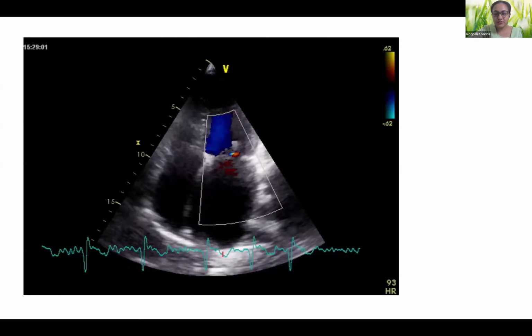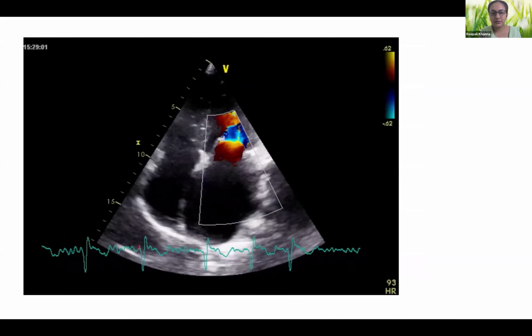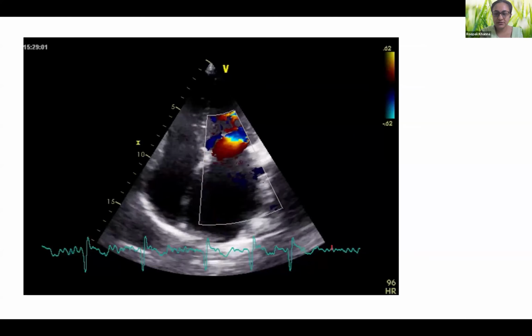Yeah, I think the echo has shown what we were discussing also, that aortic stenosis severity can be decreased with the presence of severe mitral stenosis.